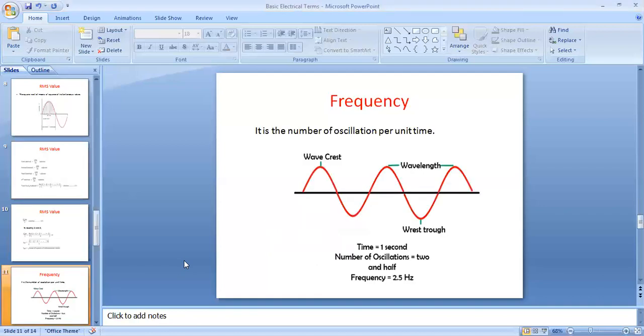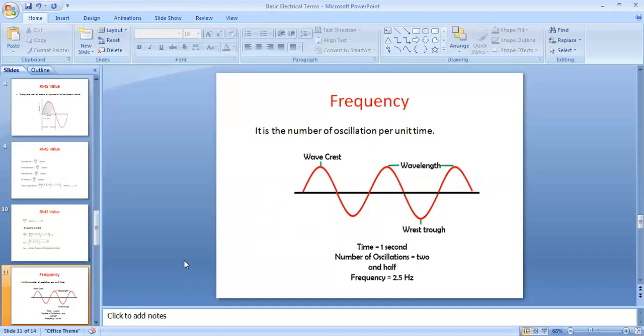So frequency is the number of oscillations per unit time. It is used for defining cyclic processes like rotation, oscillation, waveforms, etc. The completion of the cyclic process at a particular interval of time is known as the frequency. The SI unit of the frequency is hertz. 1 hertz means the wave completed one cycle in 1 second.